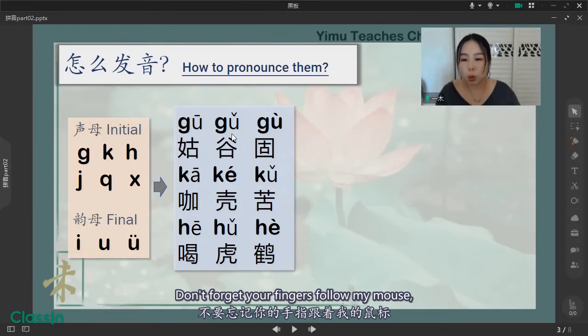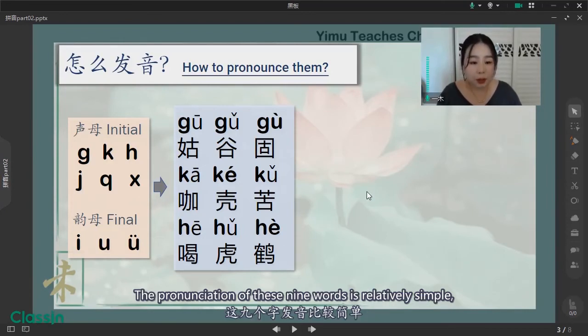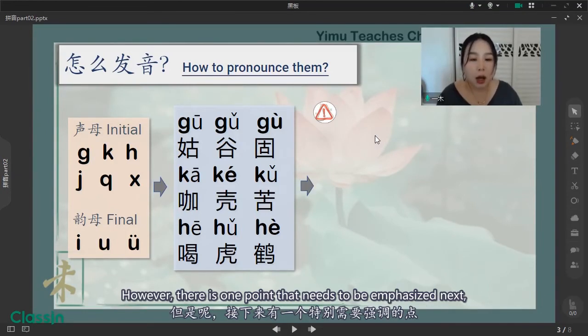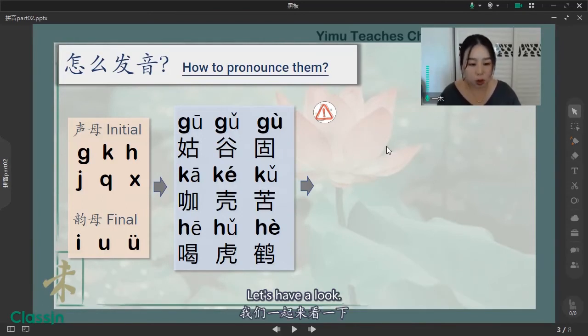咕鼓顾咖可苦喝虎鹤. The pronunciation of these 9 words is relatively simple. Just practice more after our class. However, there is one point that needs to be emphasized here. Let's have a look.